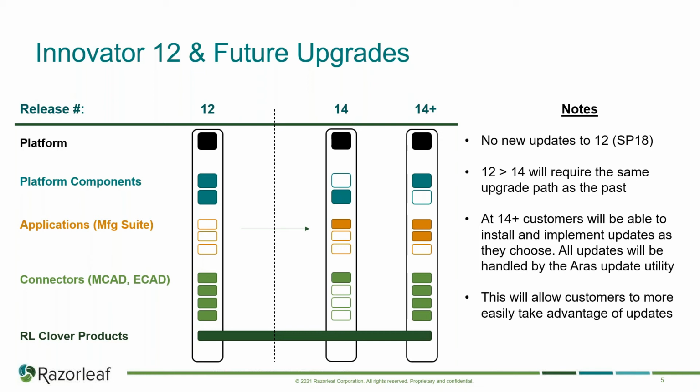So let's say you go 14, 15, 16, and you're ready to install everything at 17. You don't have to do 14, 15, 16, and 17. You can just roll out 17. It'll have everything that was in those past releases.